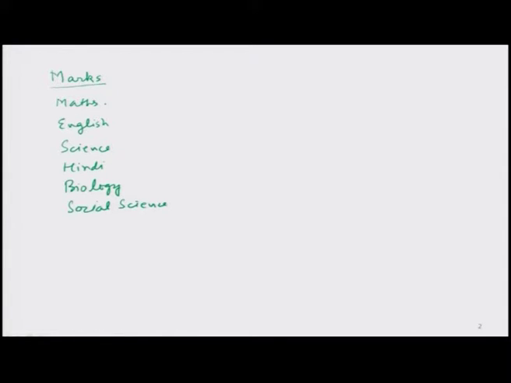Suppose the candidate has got 80 out of 100 in English, 70 out of 100 in science, 85 marks out of 100 in Hindi, suppose 75 marks out of 100 in biology, say 78 marks out of 100, and in social science, say 72 out of 100.